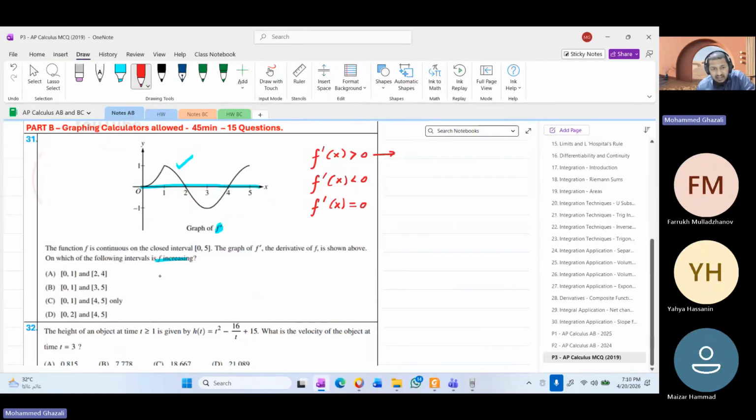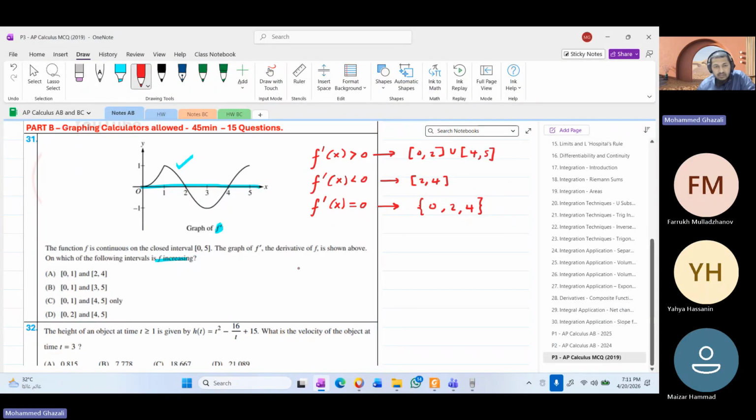So f is increasing. In other words, f prime of x is positive from 0 to 2 union 4 to 5. When is it decreasing? From 2 to 4, where it is less than 0. And when is it equal to 0? Equal to 0 means critical points. You still have to classify the critical points. It's equal to 0 at 0, 2, and 4. I'm going to write it as a set, okay?